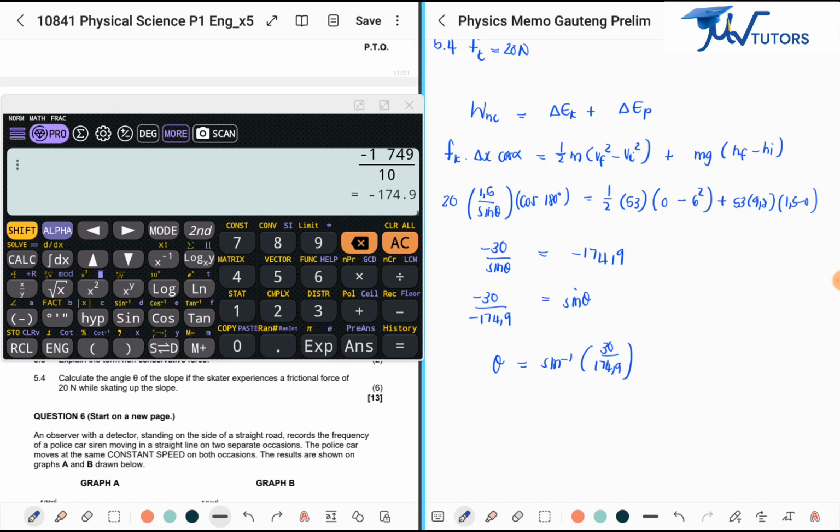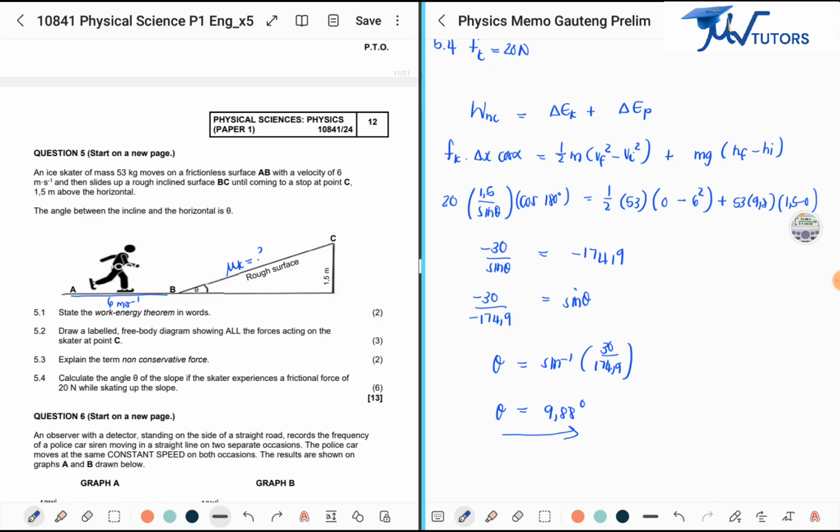Let's work it out. So arc sine 30 over 174,9. I have an answer of 9,8765. So basically, rounding off to 2 decimal places, I'm going to have 9,88 degrees. And that is it. We are done. See you on the next question.